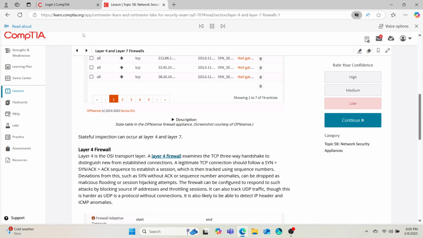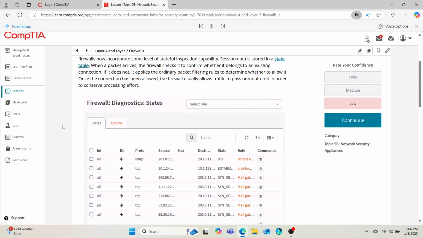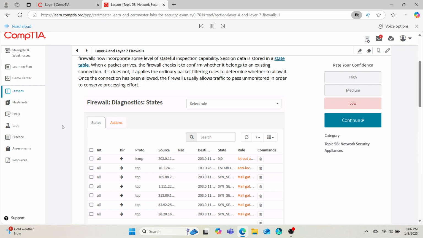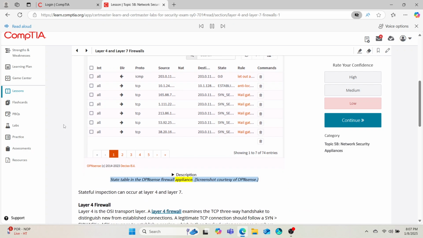Description. On the right of the title is a drop-down to select rule. Below the title are 2 tabs, States selected, and Actions. The States tab has a search box, a refresh button, and 2 drop-downs on the top right. The data are provided in a table format whose headers read int, dir, proto, source, nat, destination, state, rule, and commands. The status bar at the bottom reads, showing 1 to 7 of 74 entries. State table in the OpenSense firewall appliance.